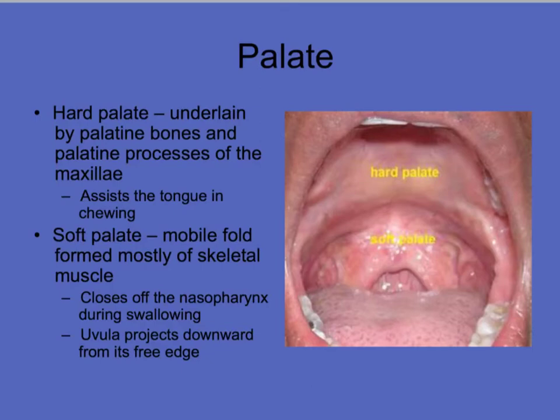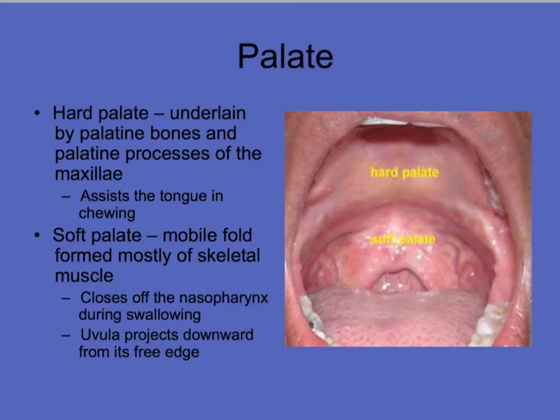So the hard palate has the bones, so the skull bones that make up the palatine bones and the processes of the maxilla. This is what the hard palate is, and this helps give your tongue something to push up against as you're mixing food when you're chewing, which helps form the bolus as well as help you speak.